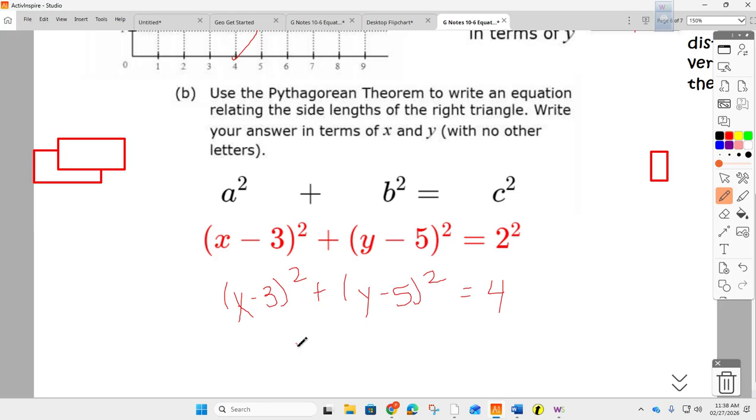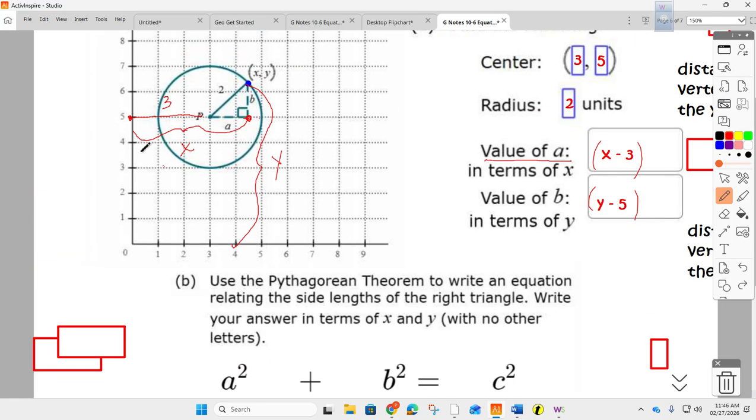Any questions? Okay. Make sure when you get to that question, you go back to your notes. Okay. The horizontal would be the terms of x, the vertical the terms of y. X-axis is horizontal, y-axis is vertical.